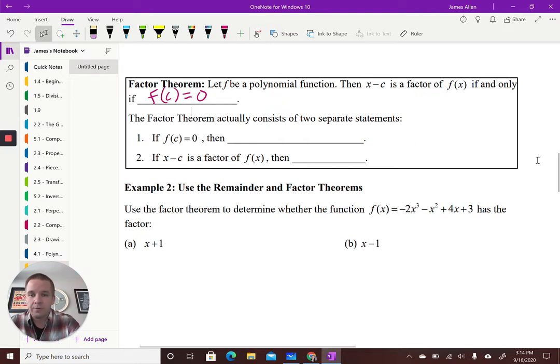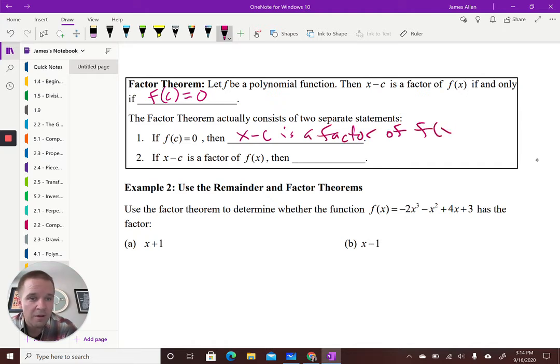Okay, wonderful. The factor theorem consists of 2 separate statements. That's why it's listed as an if and only if. If f of c is equal to 0, then x minus c is a factor of f of x. And if x minus c is a factor of f of x, then f of c equals 0. This is the new dance move, but it's for the factor theorem and if and only if statements. The if and only if dance move. Okay, I'm going to move on.